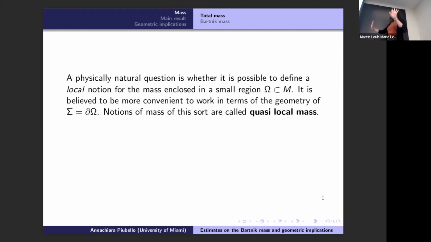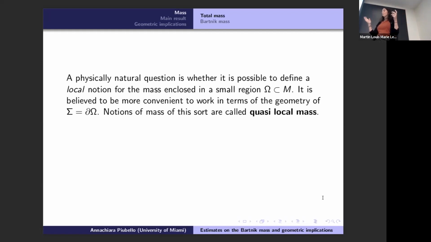Okay, so this was just a very, very brief overview of mass. Again, from a physical perspective, now we're interested in finding a local version of the mass, right? In Newtonian gravity, we know that if we want to find how much mass is contained in a finite region, we can just integrate over rho, right? And you will get the mass.